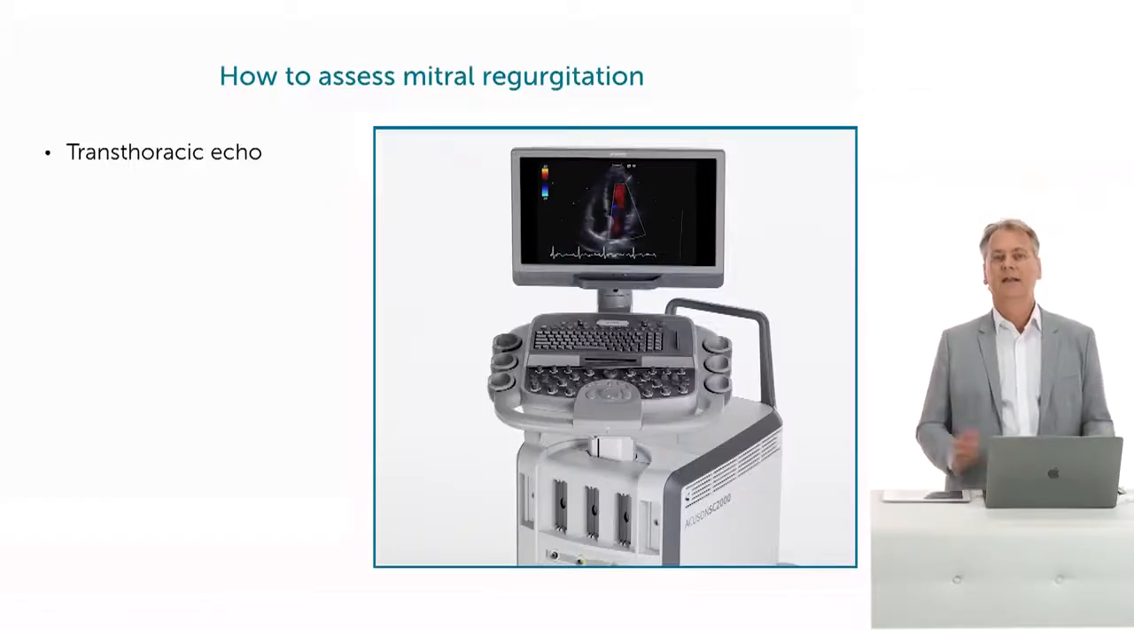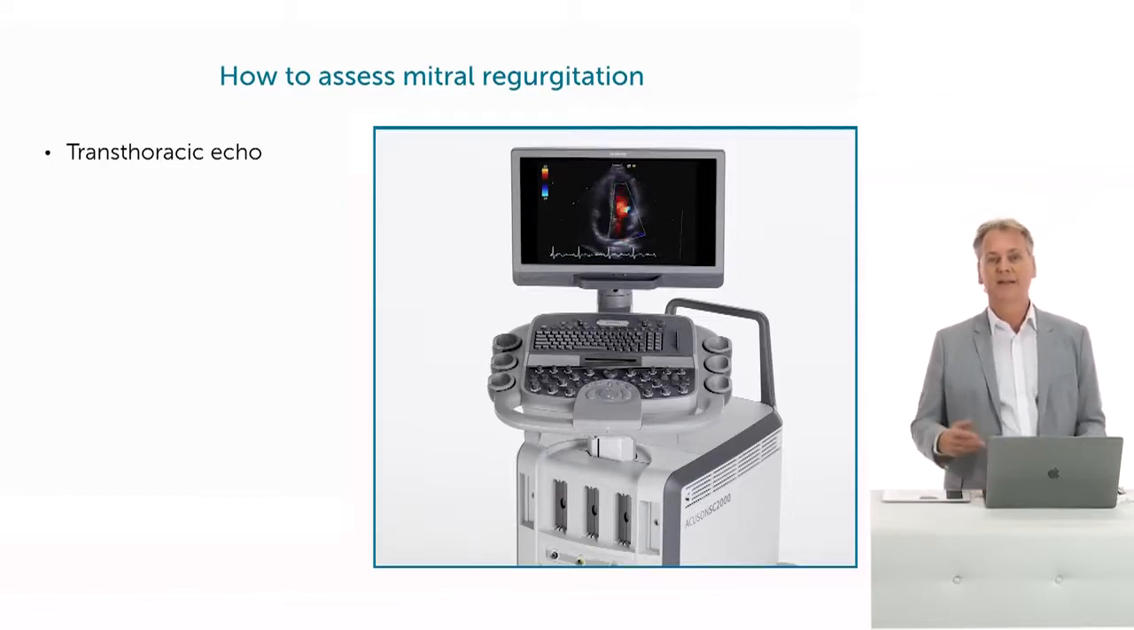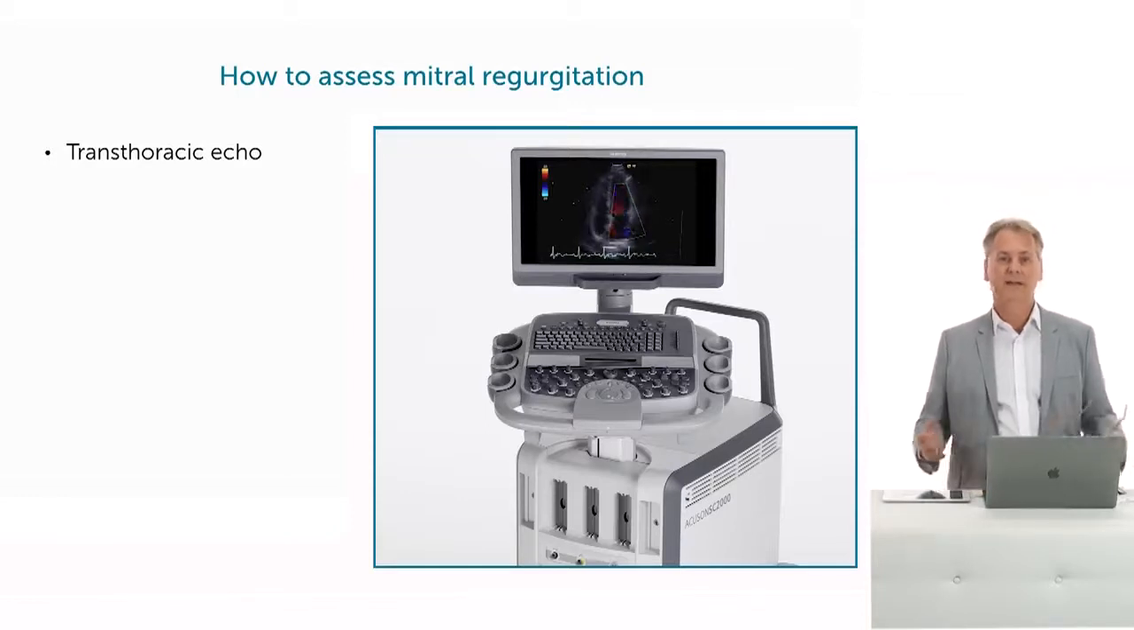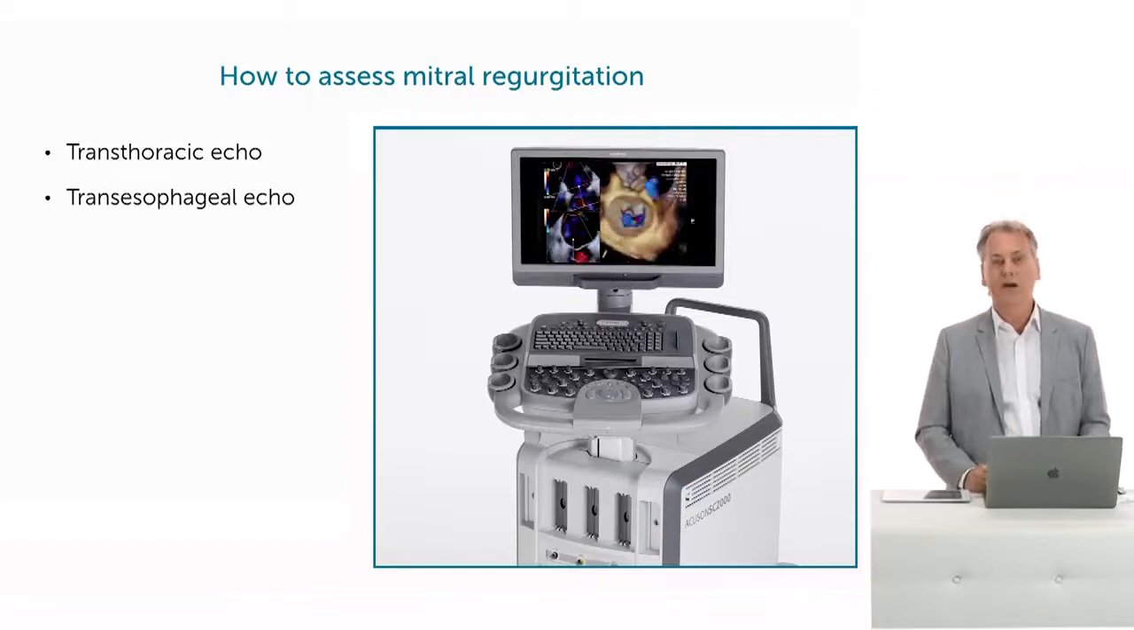Let's start with how to assess mitral regurgitation. Well, I guess it's quite clear that the primary diagnostic tool and the best tool to follow up patients is definitely transthoracic echocardiography. That does not need to be actually stated in the guidelines, it's quite clear. But we also have transesophageal echocardiography, and we have stress testing. What is the role of stress testing?